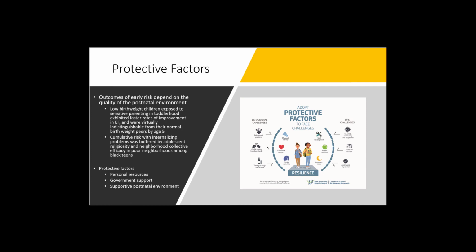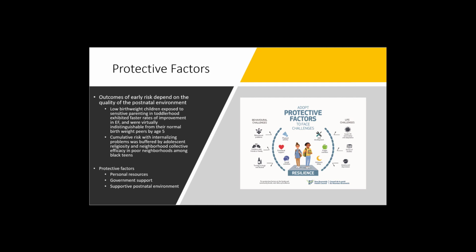And finally, protective factors. Outcomes of early risk depend on the quality of the postnatal environment. Low birth weight children exposed to sensitive parenting in toddlerhood exhibited faster rates of improvement in EF, which is executive function, which is kind of just globalized for the purpose of this example, just working memory and vision control. And were virtually indistinguishable from their normal birth weight peers by age 5. Cumulative risk with internalizing problems were buffered by adolescent religiosity, in neighborhood collective efficacy in poor neighborhoods among Black teens.